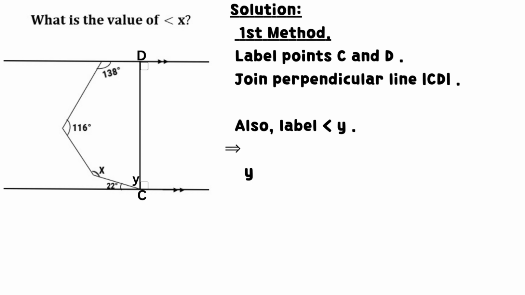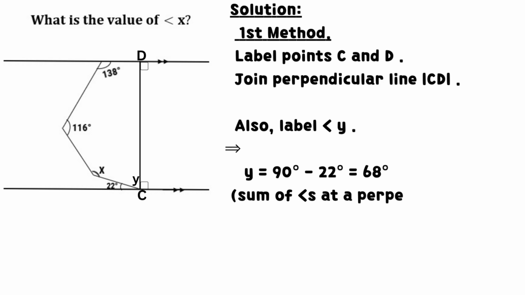From the first method, label points C and D. Join perpendicular line CD. Also, label angle y. It implies that y equals 90 degrees minus 22 degrees, which equals 68 degrees. It is because the sum of angles perpendicular at a point equals 90 degrees.